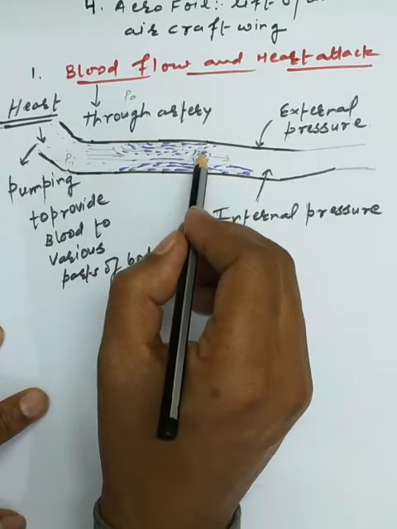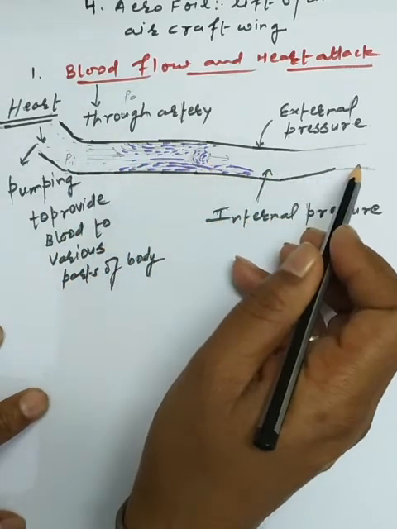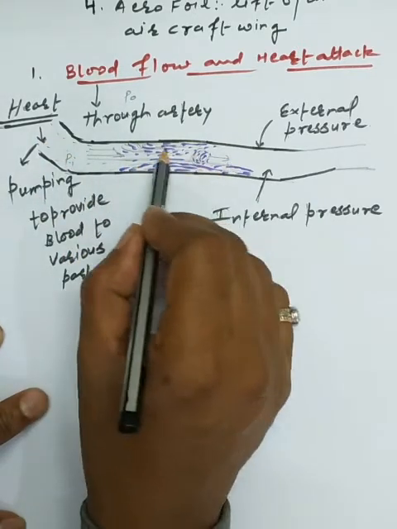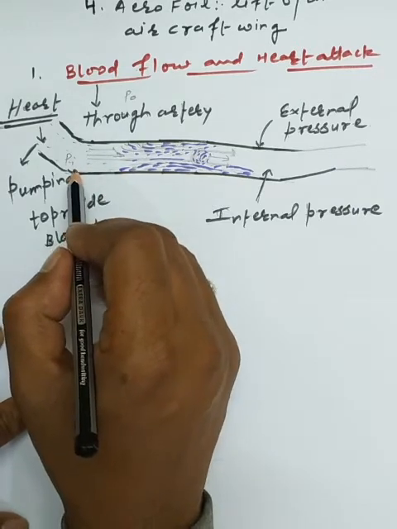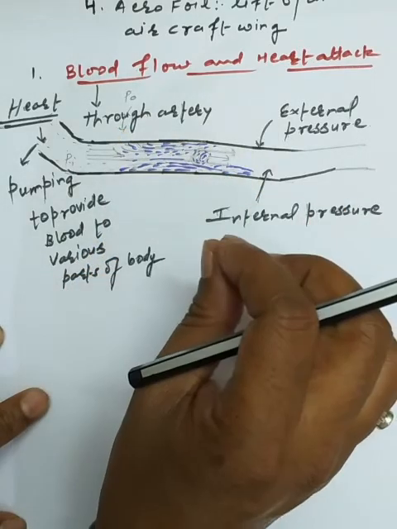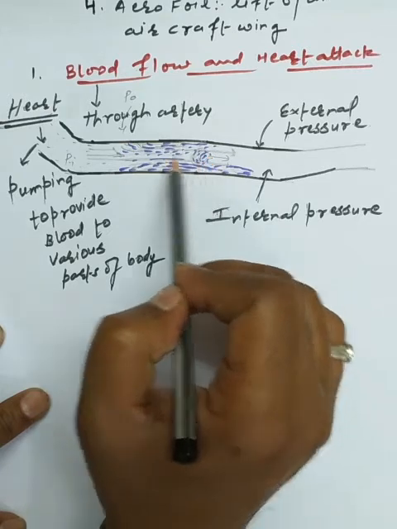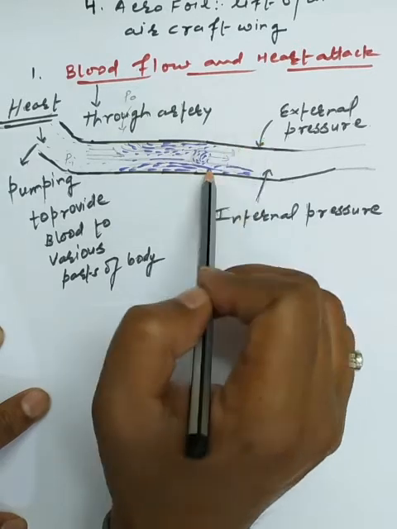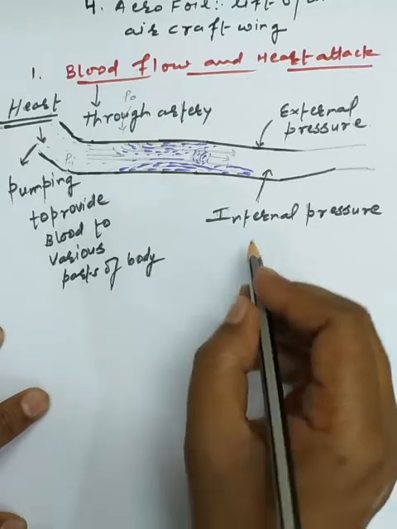Because the blockage is coming, the work of the heart is to provide blood to the different parts of the body, and as the velocity through this opening increases very fast, the internal pressure collapses. As the internal pressure collapses, the outer pressure increases, which shrinks the artery, and the movement of the blood through this opening will be stopped. So this comes under the heart attack.